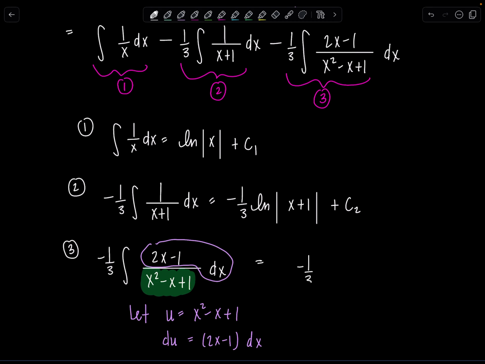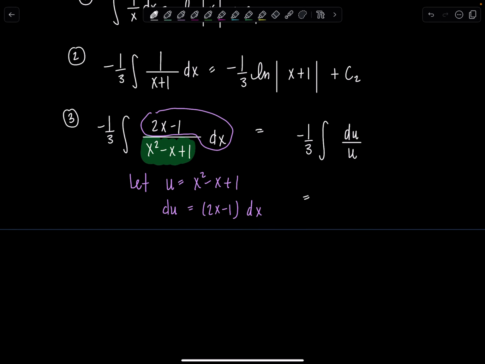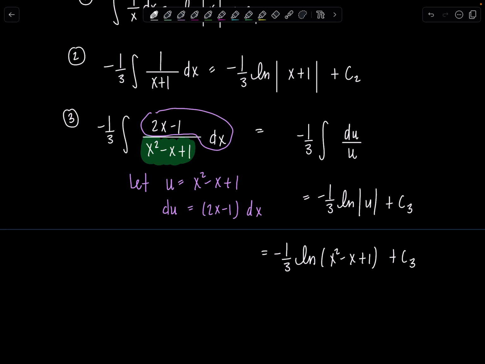Negative 1/3 du over u. Yes. Okay, so then this is just going to be negative 1/3 natural log absolute value of u plus c3. And then u is x squared minus x plus 1, which is an irreducible quadratic. Remember, that came from factoring x cubed plus 1. And actually, it's never negative. So when I replace u with x squared minus x plus 1, I'm just going to switch to parentheses. We don't need to keep absolute value. x squared minus x plus 1 plus c3.